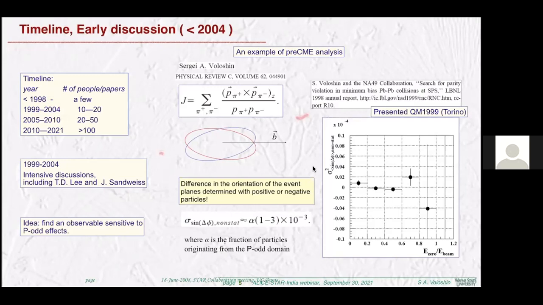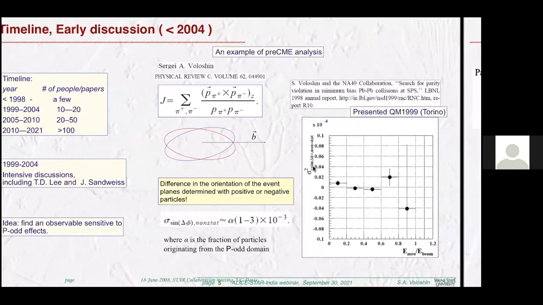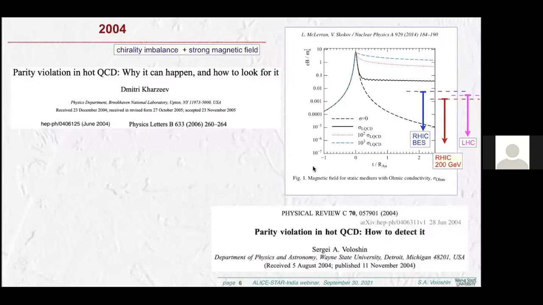But before that, as I said, people more or less just tried to find some observable. One of the observables I tried is shown here: the reaction plane reconstructed from positive particles and negative particles is different. That means, in symmetric collisions, parity violation, and you can look for it. But what really happened in 2004 is that Dmitri Kharzeev realized that all those processes emerge if you put them in a strong magnetic field, and you can calculate it. It's really the strongest magnetic field in the lab we can create.